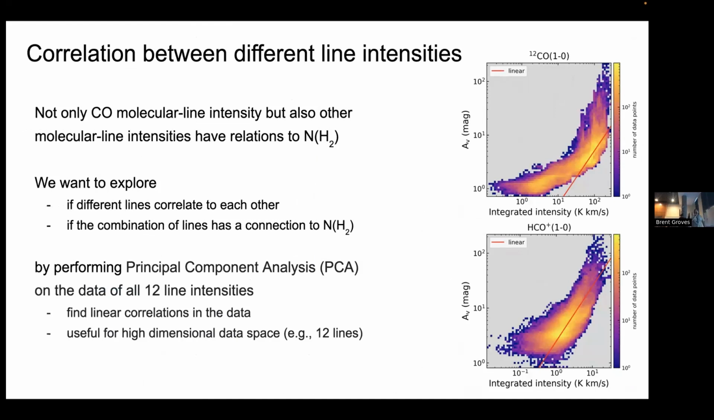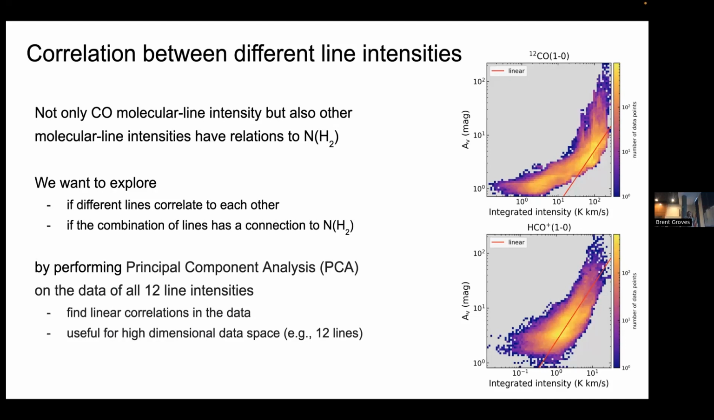Okay. By comparing the integrated intensity with the extinction, we found that not only the CO line, but also the other molecular lines correlate with the extinction, which represents the column density of the hydrogen molecule. So before we find a direct connection from the molecular lines to the column density, we wanted to explore if different lines correlate with each other and if the combination of these lines has a connection to the column density.